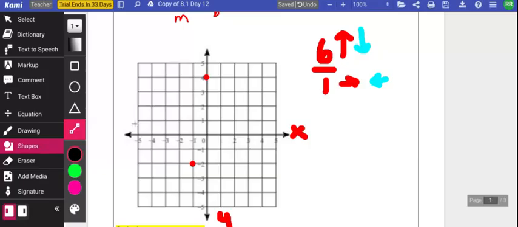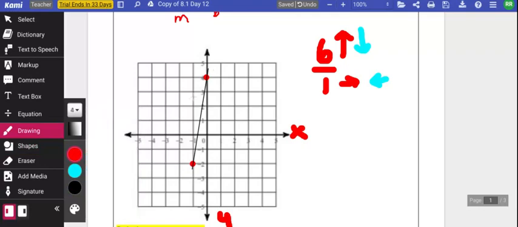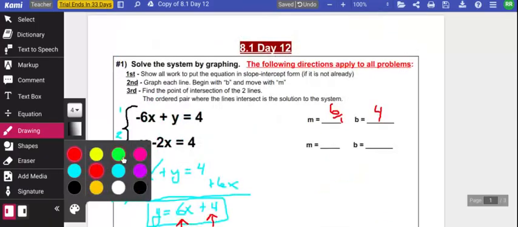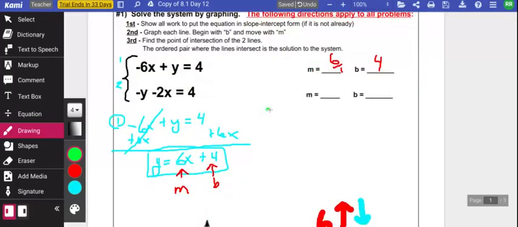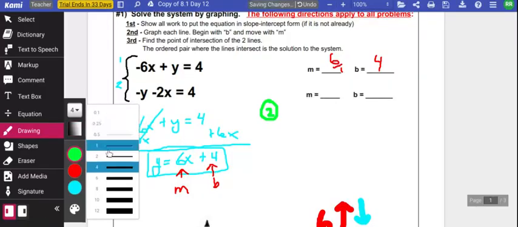So let's connect the lines using the line tool, or connect the dots using the line tool. And arrows on the end of your line to show the line continues forever in both directions. And put a 1 and circle it. That's line 1 that comes from equation 1. All right, so we've graphed equation 1. Now let's graph equation 2.